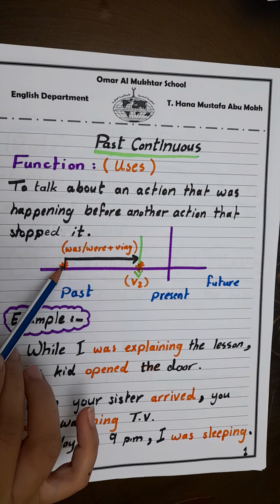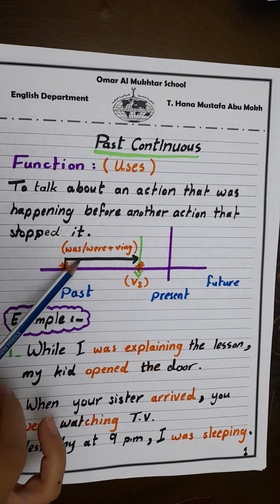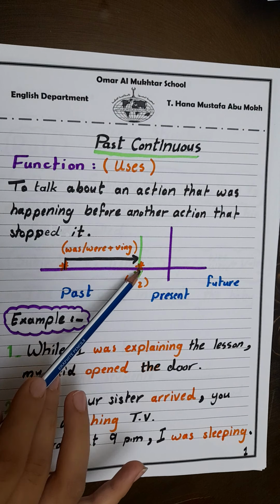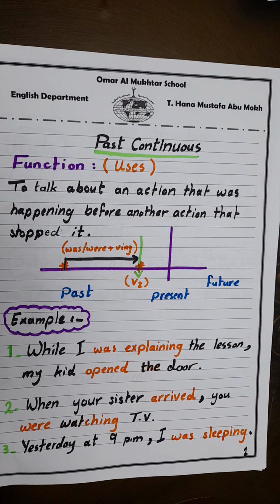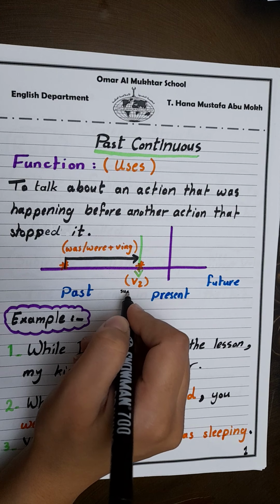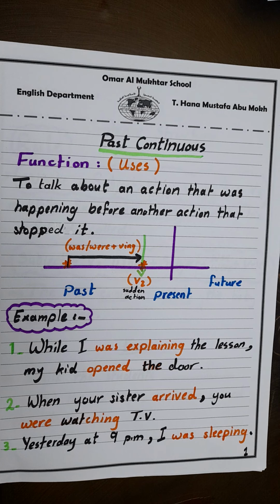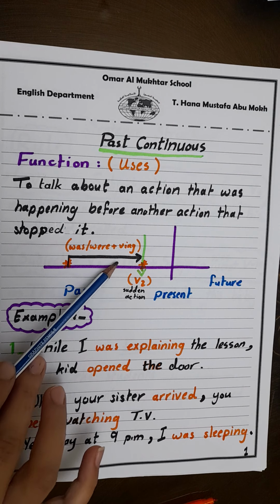Now the past continuous starts in the past. Okay? It continues for a while before another action, a sudden action, happens. This we call a sudden action. Okay? You have a sudden action, we write it, before a sudden event that stopped it and actually stopped it. So the continuous event was stopped.